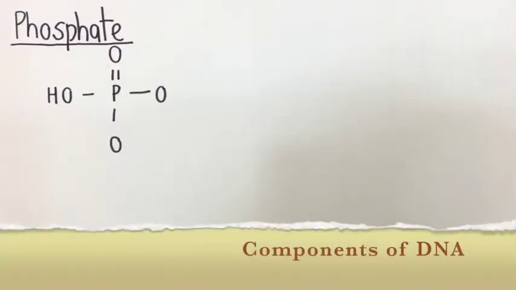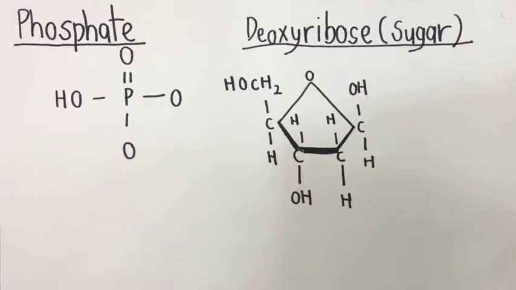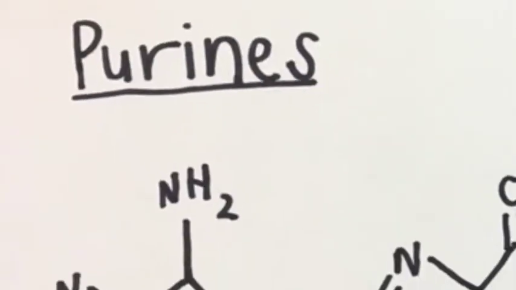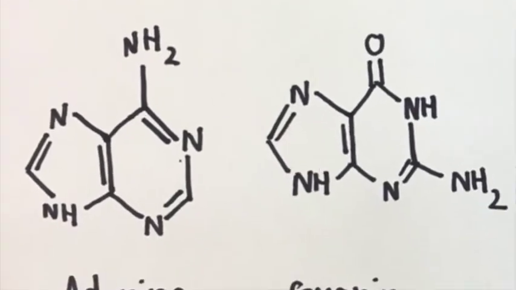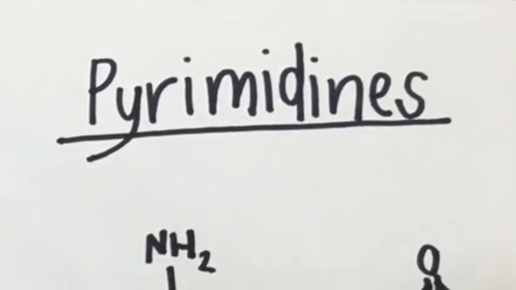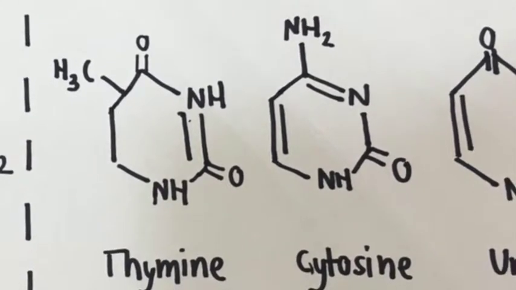A DNA strand consists of a phosphate group, deoxyribose sugar, which is a 5-carbon sugar ring, and DNA base pairs. There are 4 DNA bases, which can be further divided into 2 groups: purine and pyrimidine. Purine is a double ring structure, which consists of adenine and guanine, while pyrimidine is a single ring structure, which consists of cytosine and thymine.